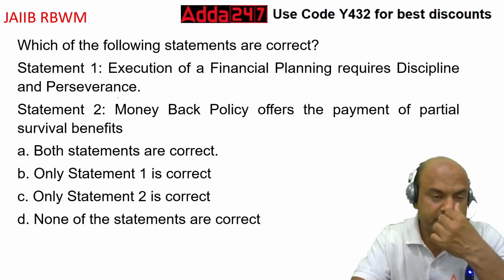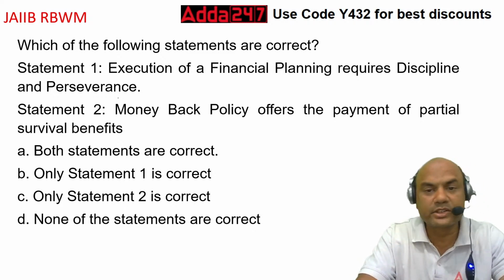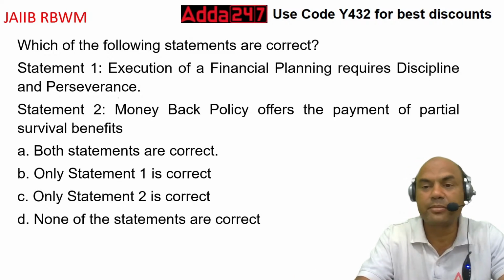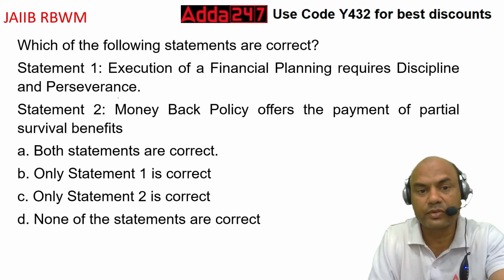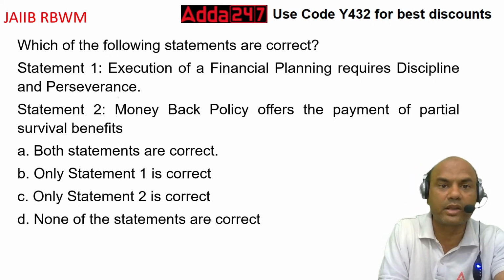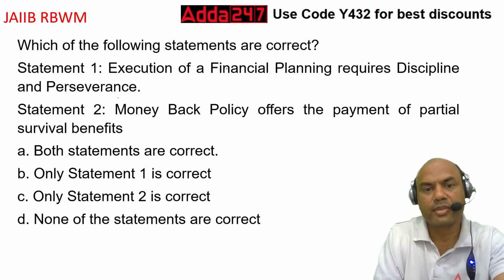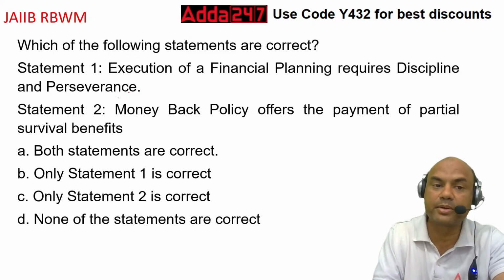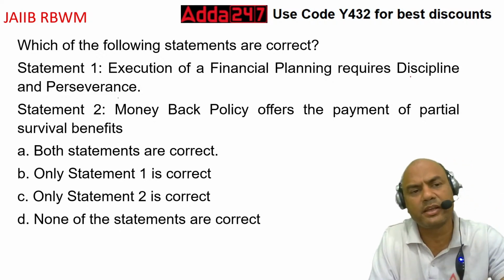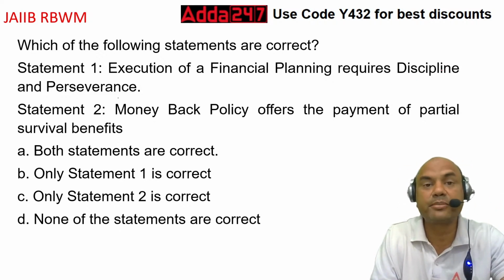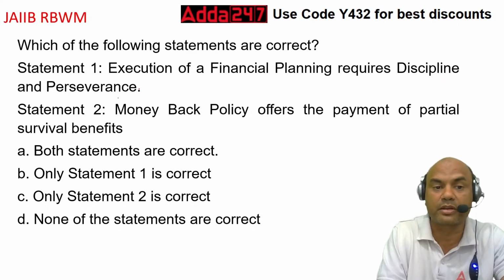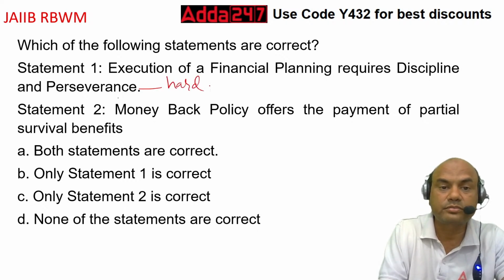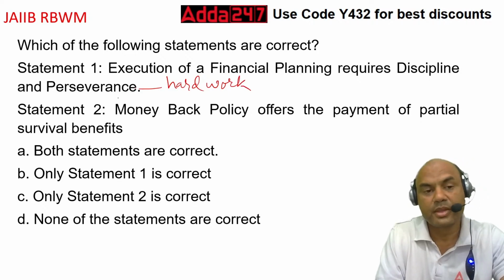Which of the following statements are correct? Statement 1. Execution of financial planning requires discipline and perseverance. So execution of financial planning will require, what will it require? Is it true? It requires all this. What is discipline? Discipline means daily. We are saying that disciplined study, give 1 hour daily, discipline, and perseverance. Perseverance means hard work. Perseverance.